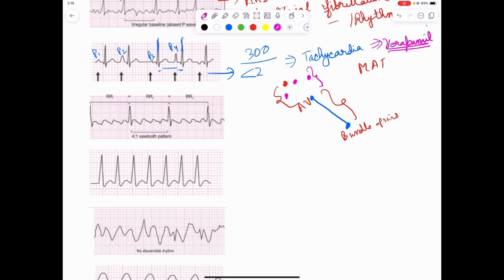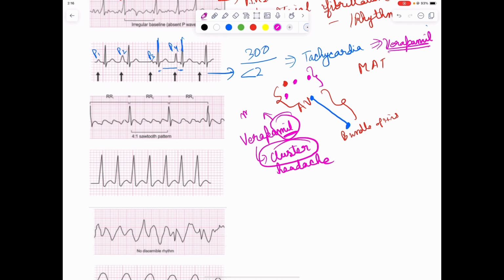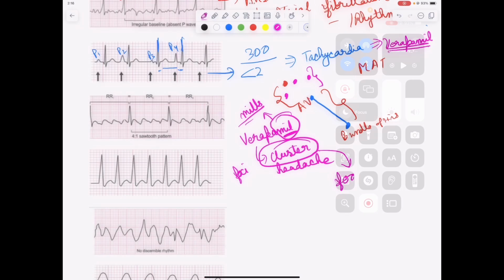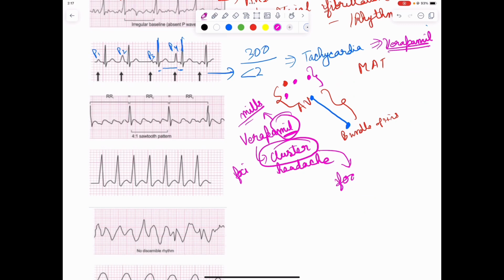And you can relate this to our CNS mnemonic, that verapamil was also given in a particular type of headache. If you can recall, that was cluster headache. Now, clusters are often found around mills, such as sugar mills or cloth mills. So cluster and mills go together, and we give verapamil there. Likewise, multifocal has to do with foci, and a cluster ultimately forms a focus. So verapamil is the drug of choice in both cluster headache as well as multifocal atrial tachycardia.